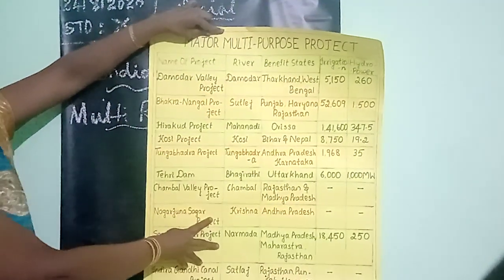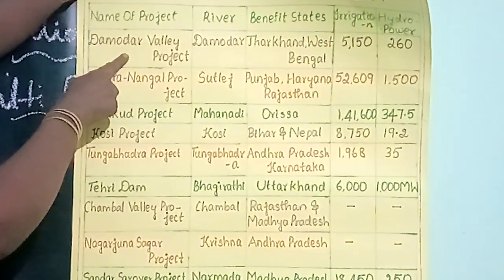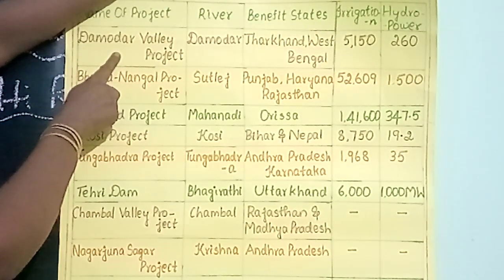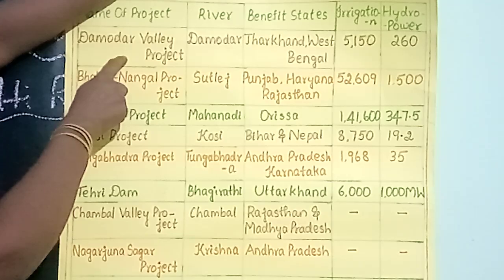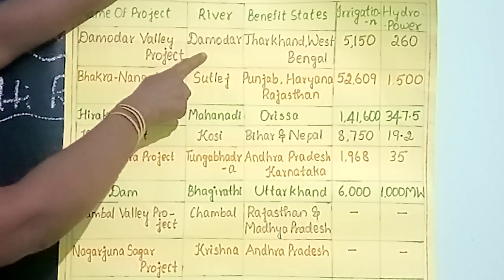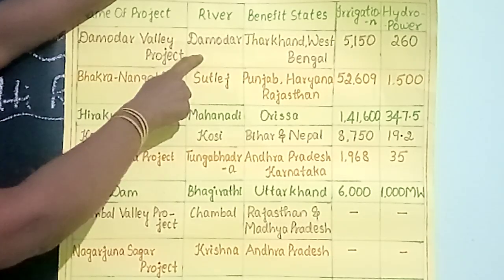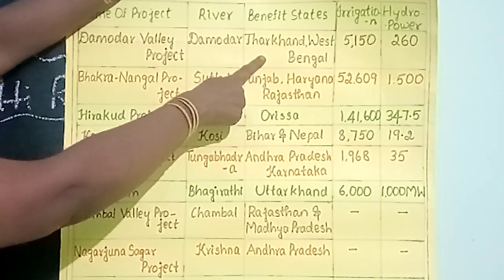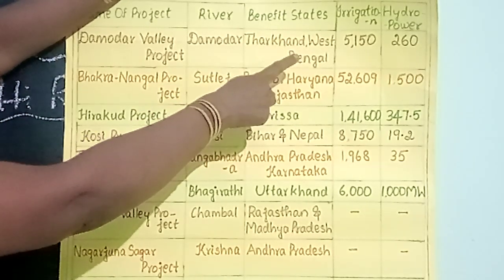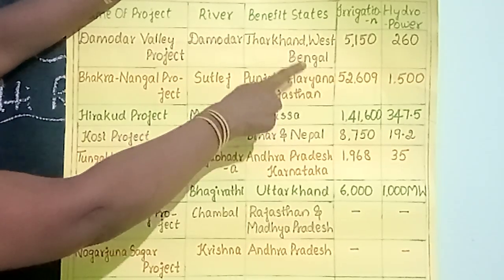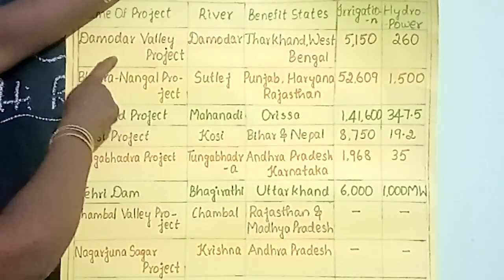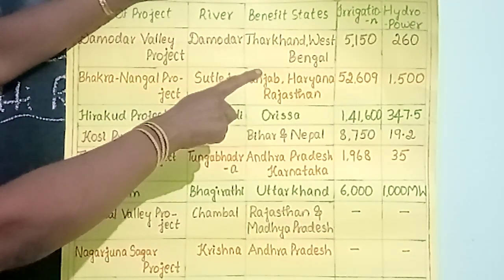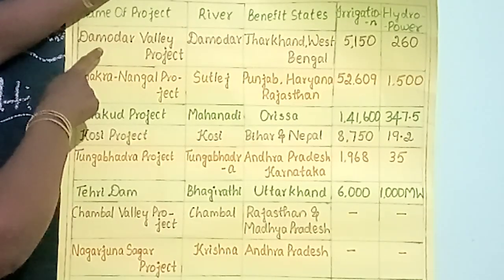The first project is the Damodar River Valley Project. This dam is constructed across the river Damodar. The benefited states are Jharkhand, West Bengal and so on. 5,150 square kilometers of area are irrigated through this dam, and 260 megawatt electricity is produced through it.